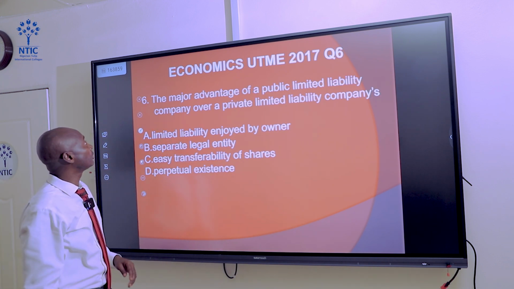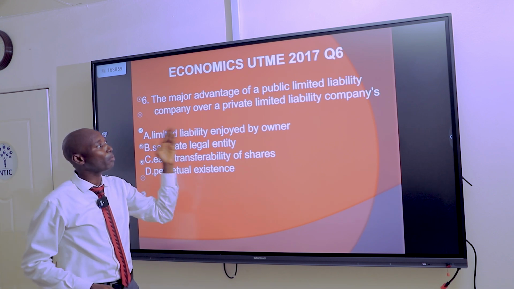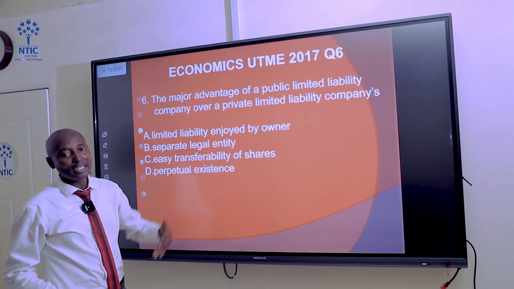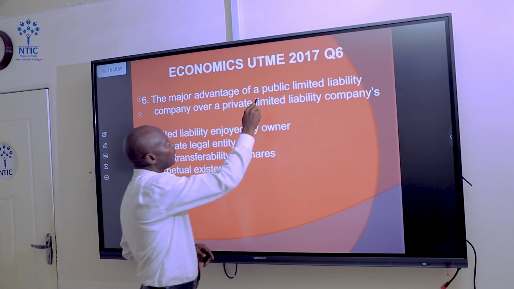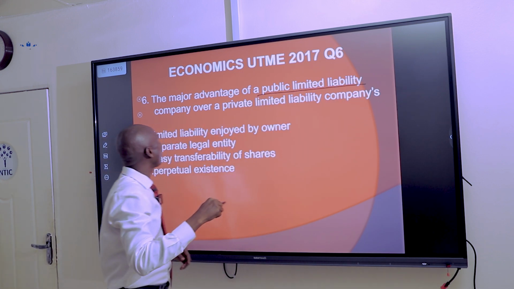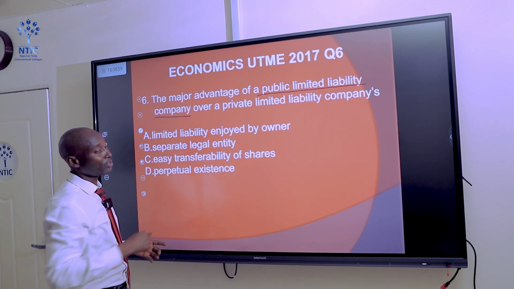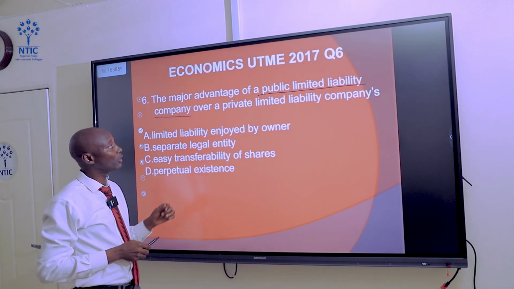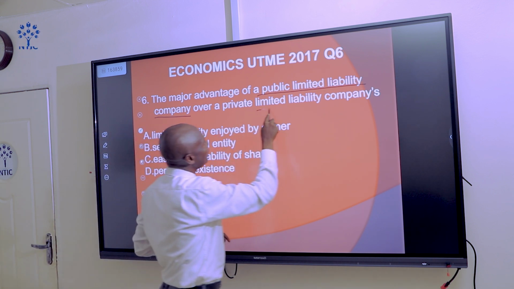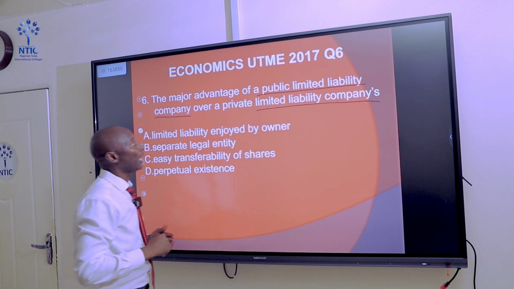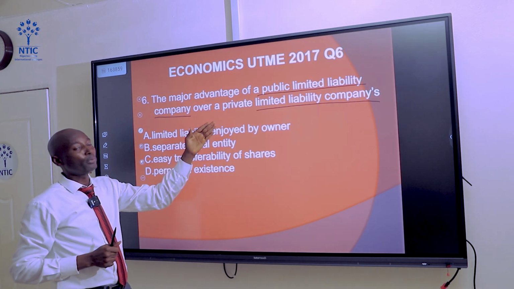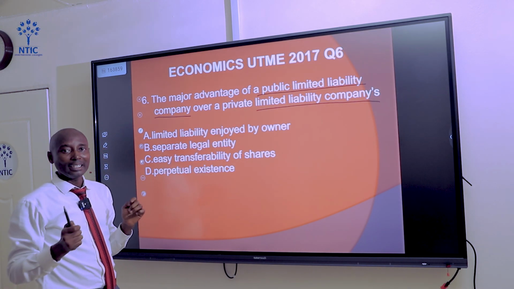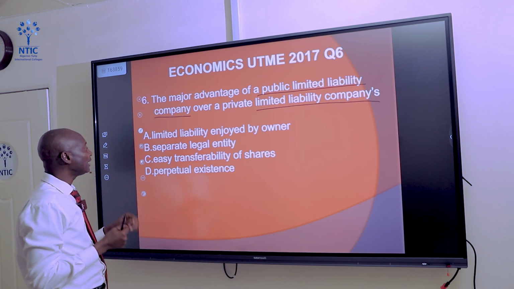We are moving to question 6. The major advantage of a public limited liability company over a private limited liability company. Now, public limited liability companies are companies where the public subscribes for shares, meaning that a shareholder is a part owner of the company. While in a private limited liability company, shares are not publicly offered to individuals. And that makes it significant in finding the answer.